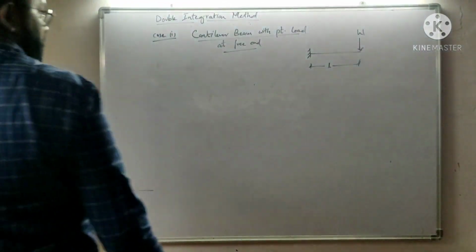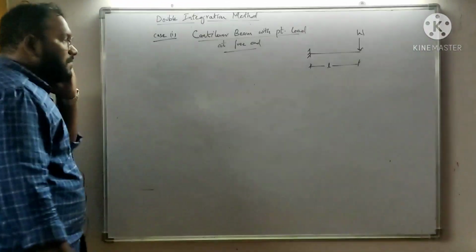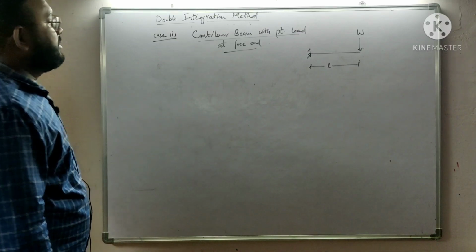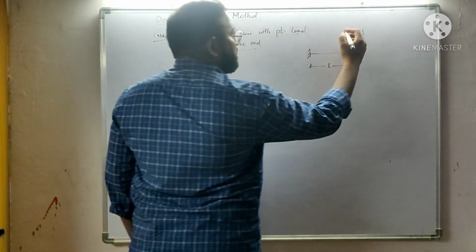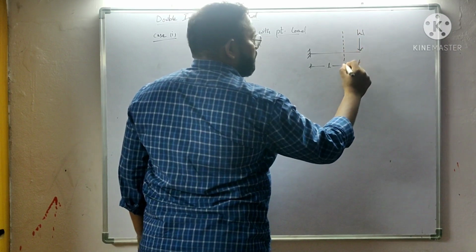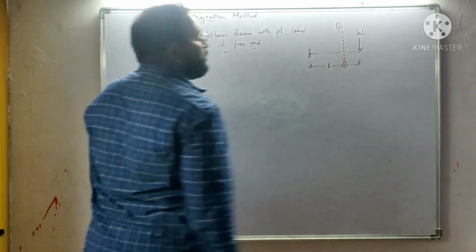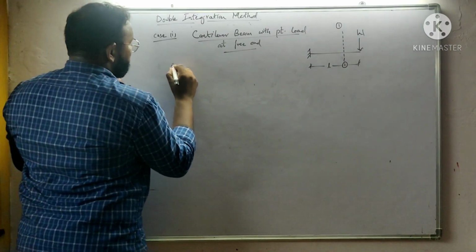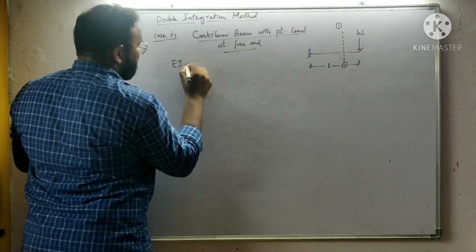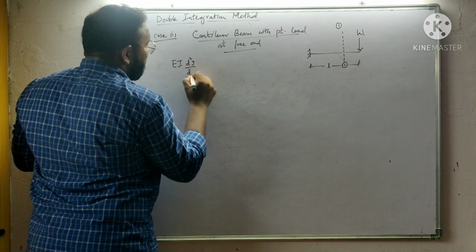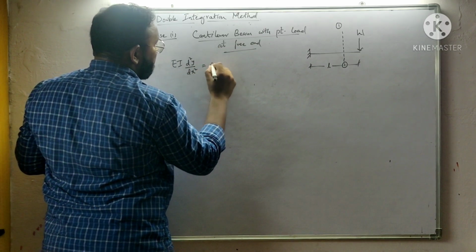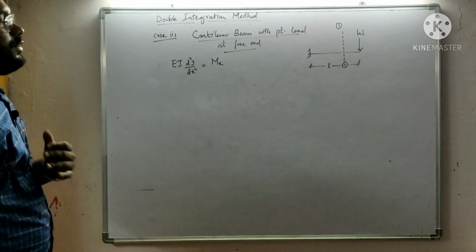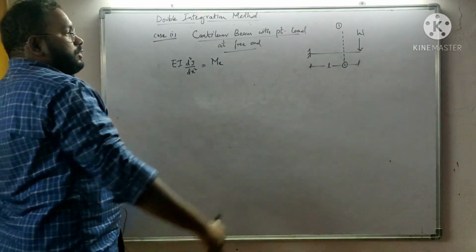So in this case you need to calculate slope and deflections here. For this, if you remember, we have a governing equation. I'm considering one section here, section 1, at a distance of x. The governing equation is EI d²y/dx² equal to Mx. This is the governing equation which is to be used.